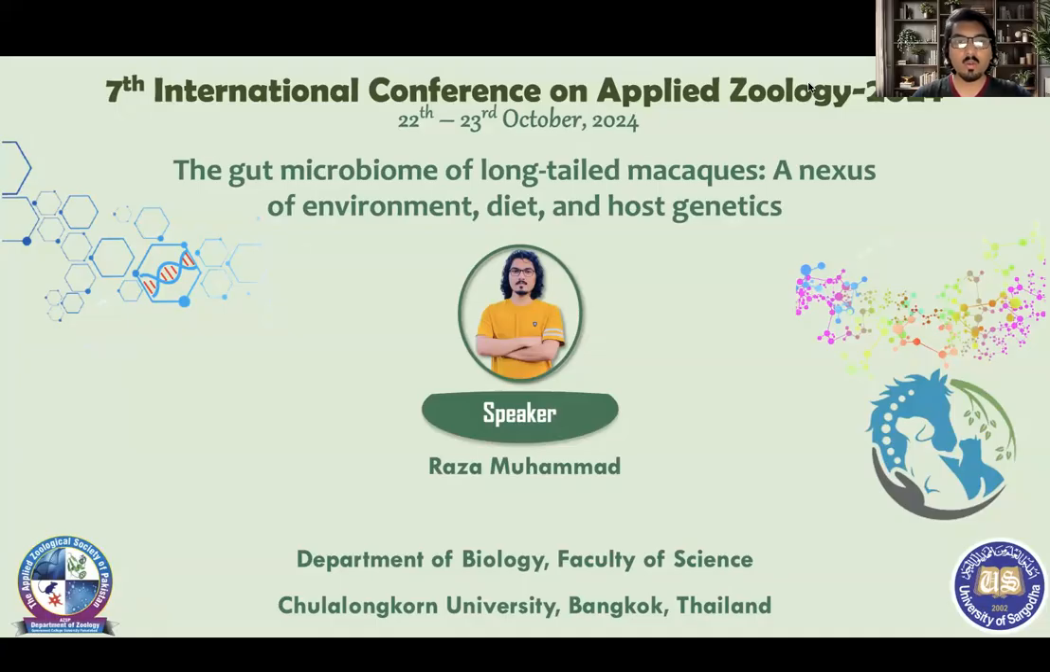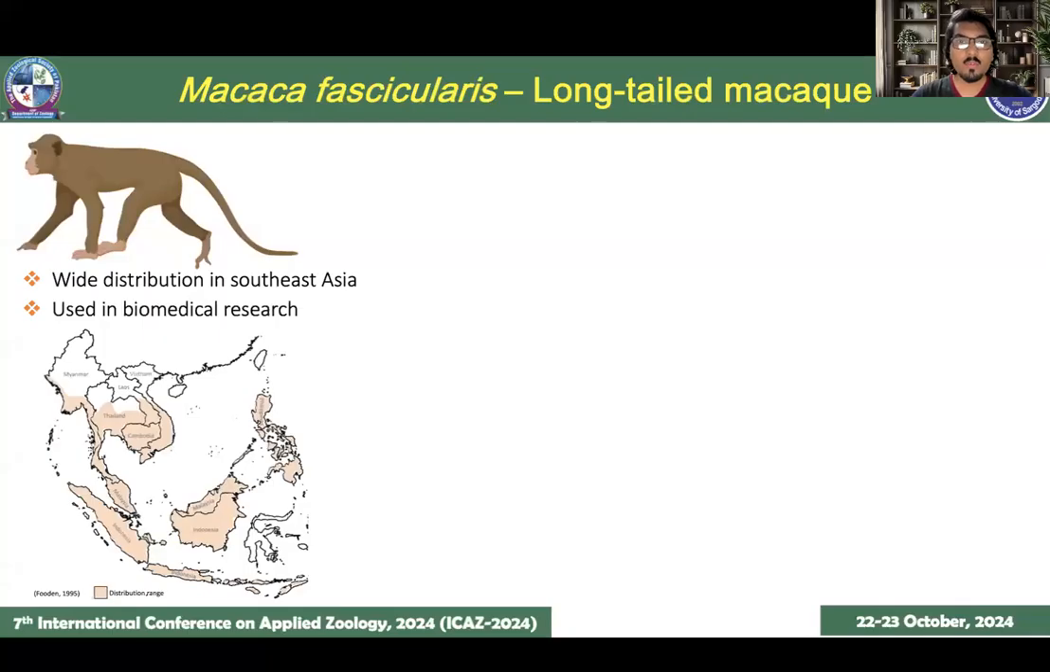Today, I would like to talk about the gut microbiome of long-tailed macaques, a nexus of environment, diet, and host genetics. Macaca fascicularis, or long-tailed macaque, is one of the non-human primates that is widely distributed throughout Southeast Asia and is currently being used in biomedical research.